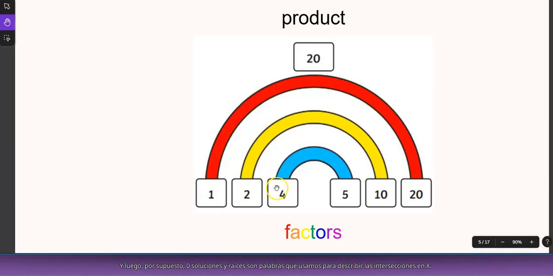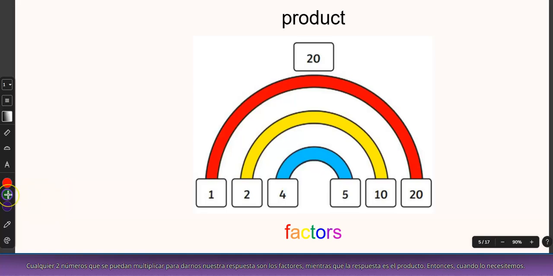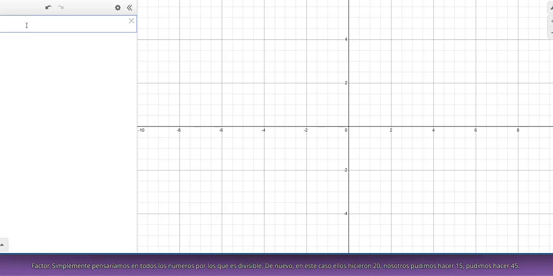Any two numbers that can be multiplied together to give us our answer are the factors, whereas the answer is the product. So anytime we need to find a factor, we would just think of all the numbers it's divisible by. So again, in this case, they did 20. We could do 15. We could do 45. And as a reminder, you can do this in Desmos if you need to know all the numbers that something is divisible by. Just click y equals the number you want.